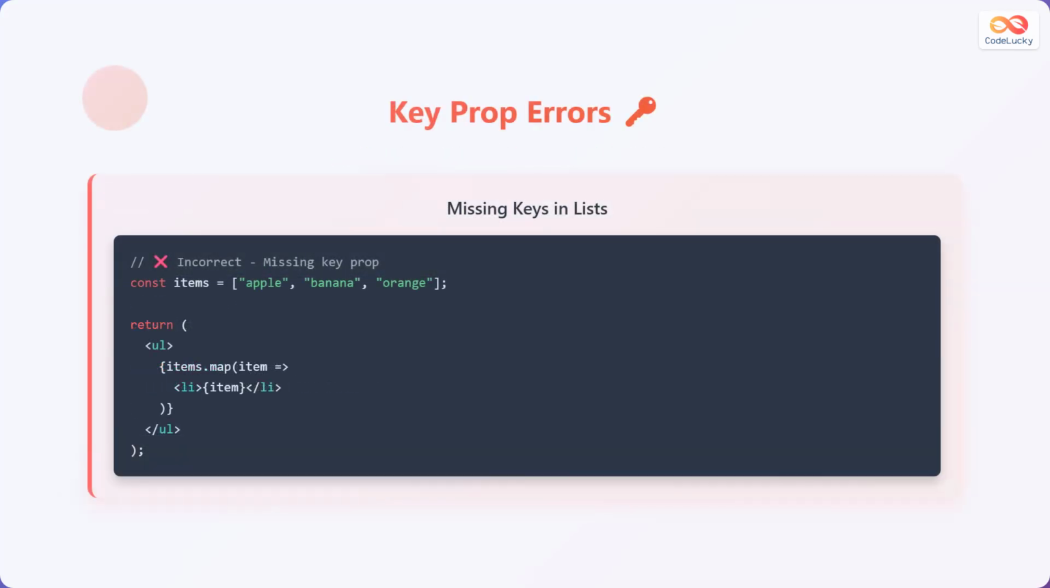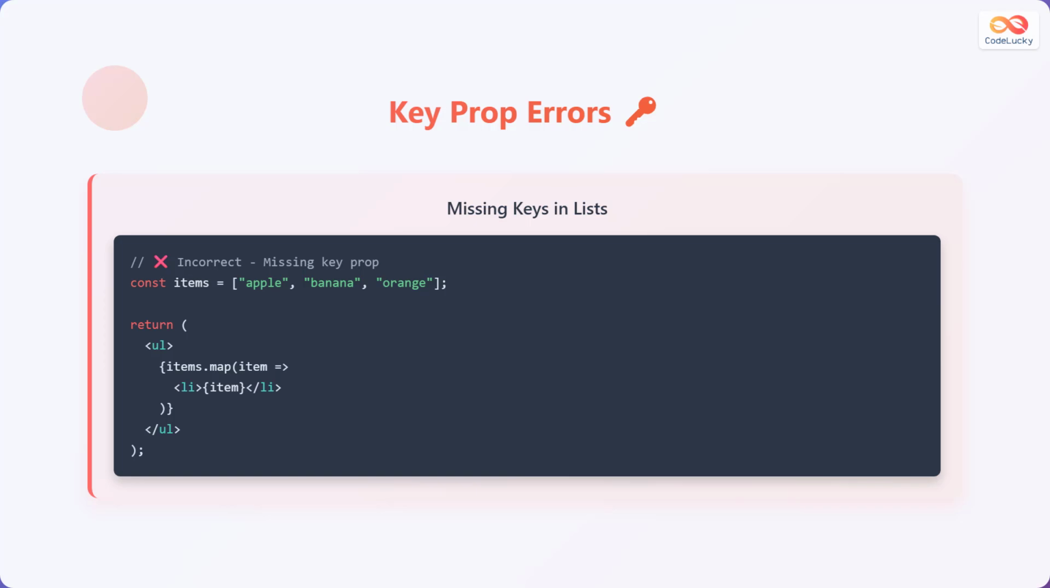When rendering lists of elements in React, it's essential to provide a unique key prop to each item. Keys help React identify which items have changed, been added, or been removed, allowing for efficient updates. Failing to provide keys or using non-unique keys can lead to performance issues and unexpected behavior.